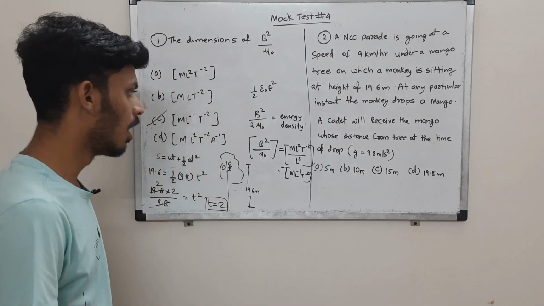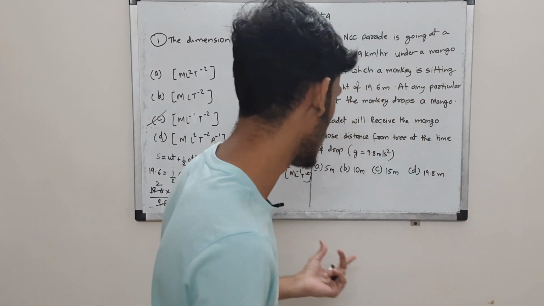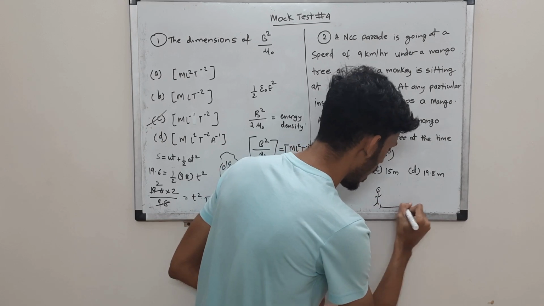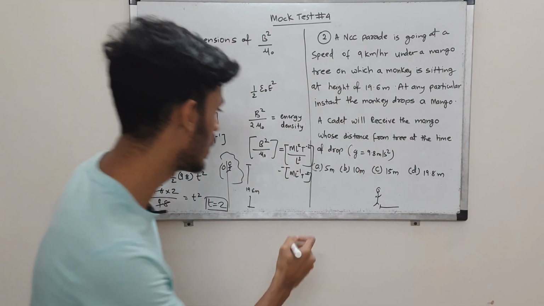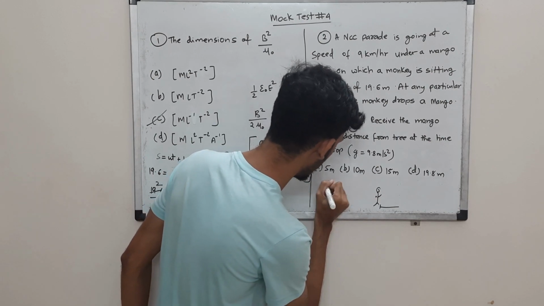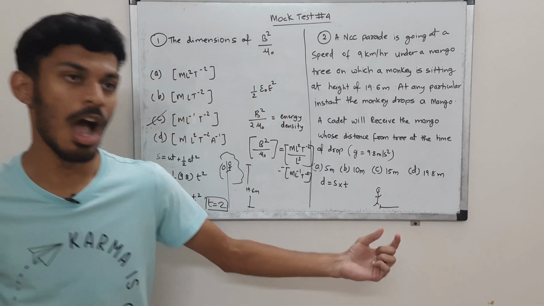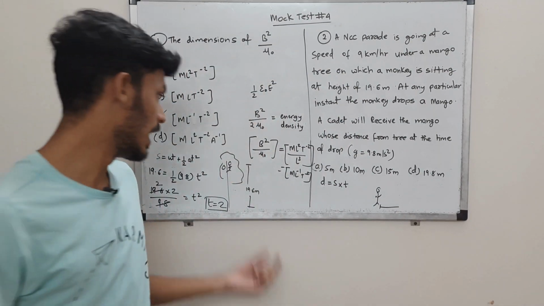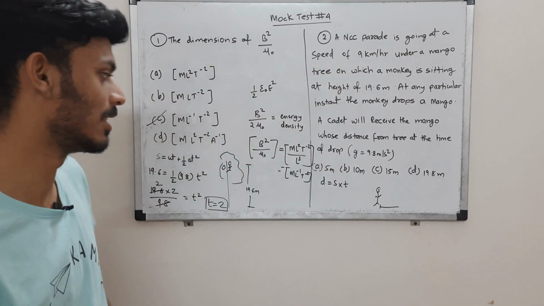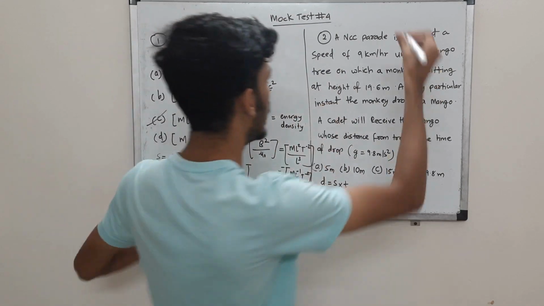So how far has this parade moved in 2 seconds? That is our question now. How far has this parade moved? Distance, I'll write it as d, is speed into time, the speed of the parade. I want to find how far this parade has moved in 2 seconds. Knowing that, we can calculate which cadet receives it. So the speed of the parade is 9 kilometers per hour.